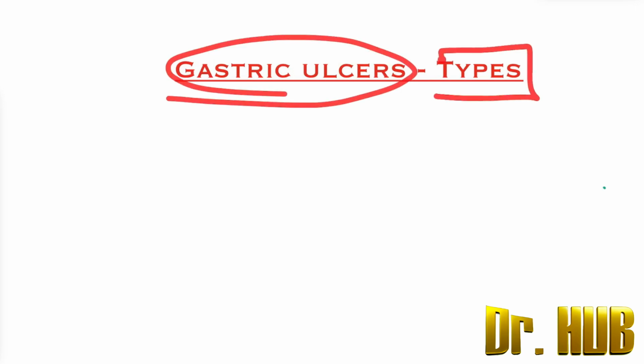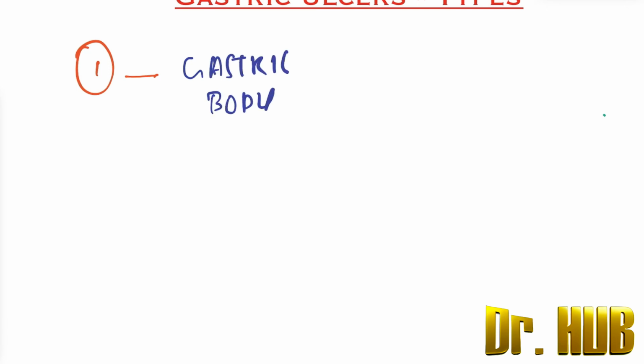Gastric ulcers and its types. So we are going to look at the classification based on Harrison's 20th edition in the Principles of Internal Medicine. Type 1 is situated in the gastric body. And where is the acid production? The acid production level is low.